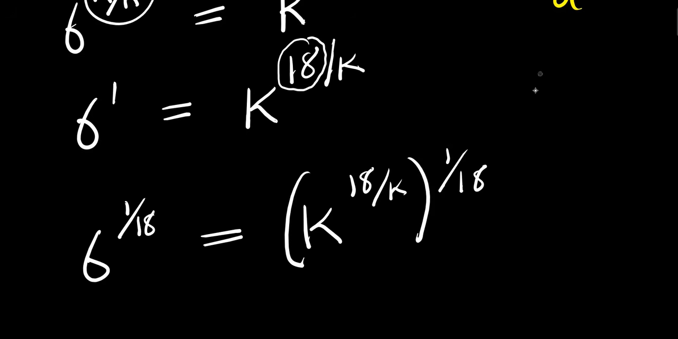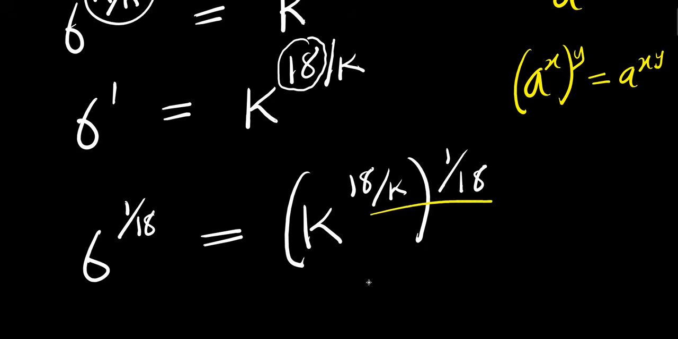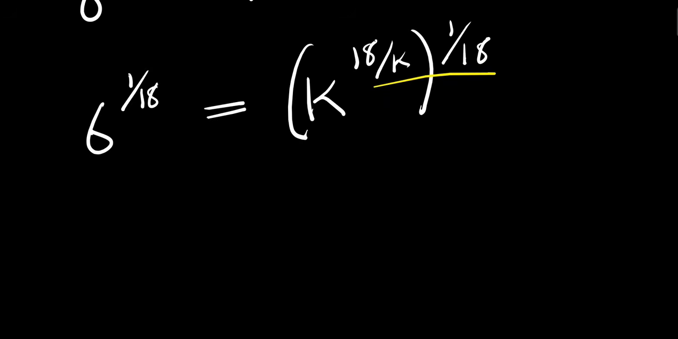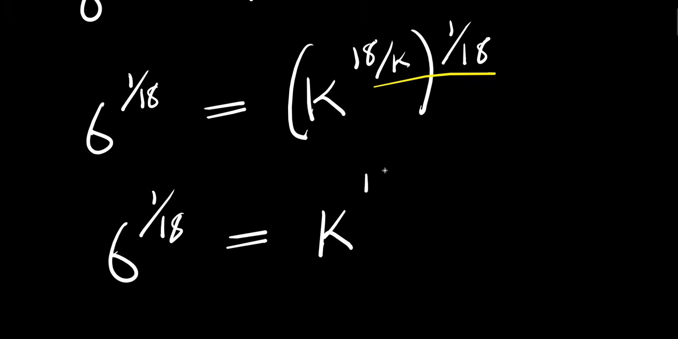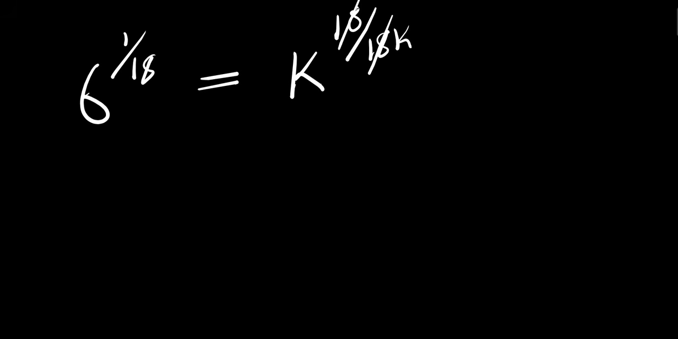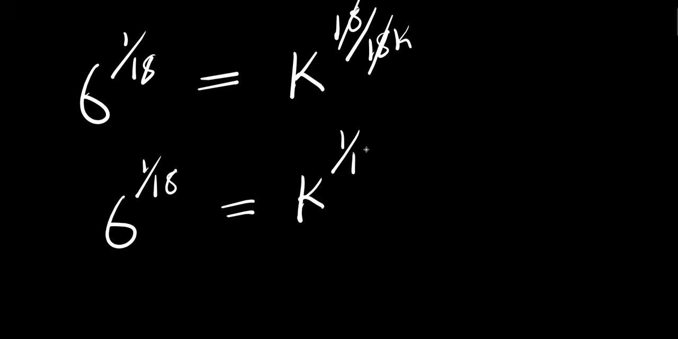We consider the same identity again. a power x power y equals a power x times y. We multiply this. So we have 6 power 1 over 18 equals k power 18 times 1, that is 18 divided by 18k. This, eliminate this. So right now we have 6 power 1 over 18 equals k power 1 over k.